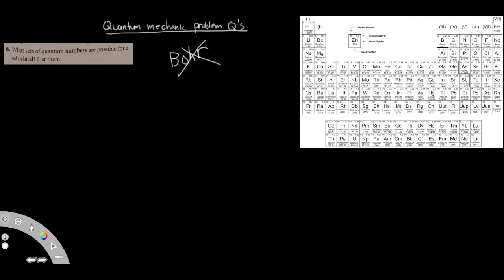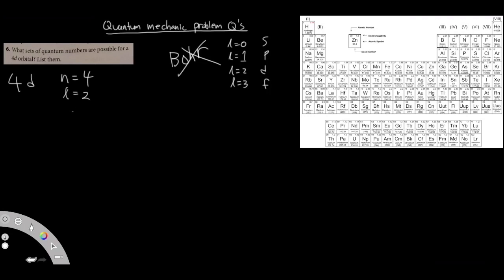All right, what sets of quantum numbers are possible for the 4D orbital? So let's try the 4D. So if n is equal to 4, and our d value, remember, don't forget all of these. L is equal to 0, L is equal to 1, L is equal to 2, L is equal to 3. So the S, P, D, F, where is the D? L is equal to 2. So L here is equal to 2.